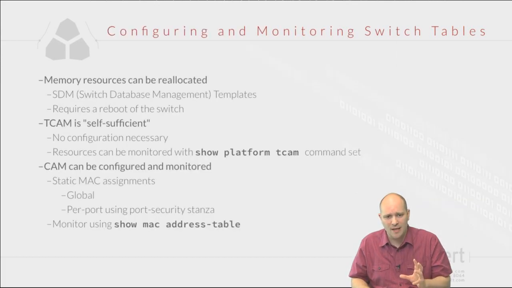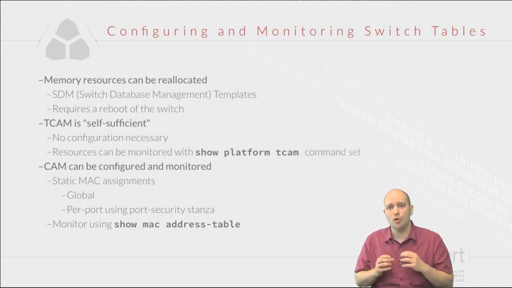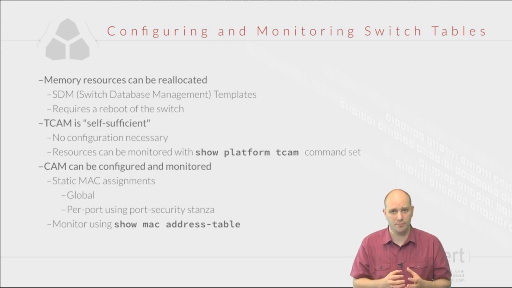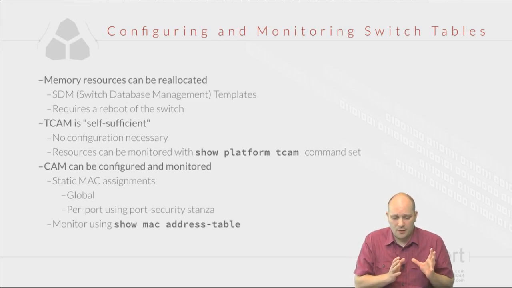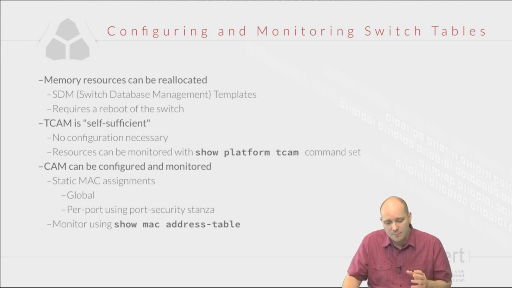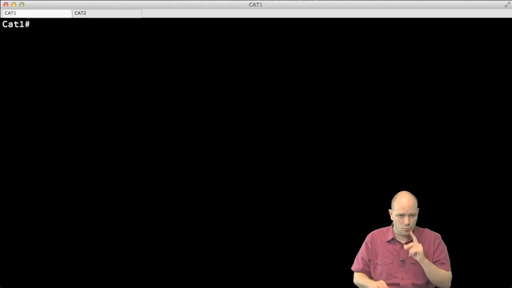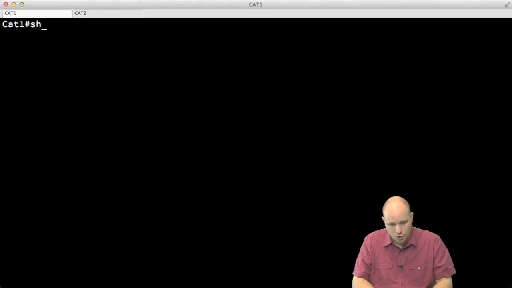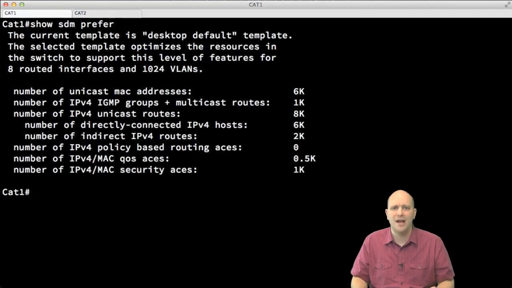How can you actually observe the information that is in all these tables? How can you configure these tables? How can you monitor the performance of this table? This is something that you should really be very fluent about. First of all, the resources on the Catalyst switch can be reallocated depending on the needs that you have. Let me talk about it in my terminal. So here I have a switch, my Cat1. The first thing that I'm going to show you is something that is called the Switch Database Manager, or the SDM template.